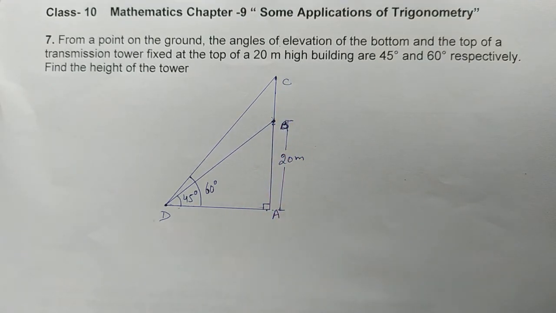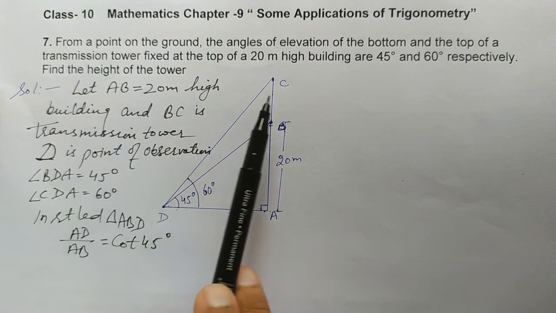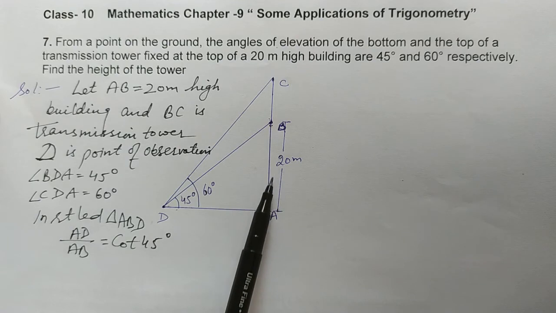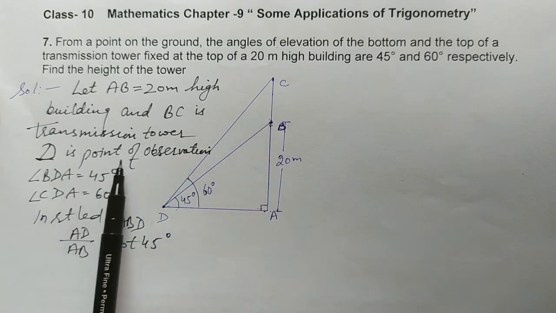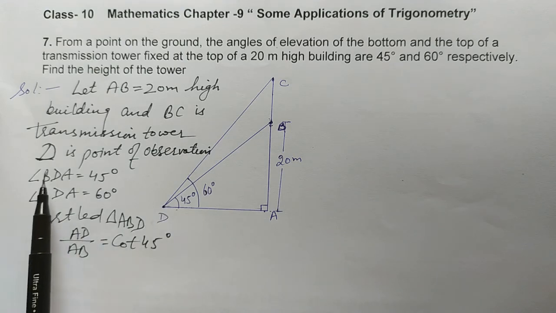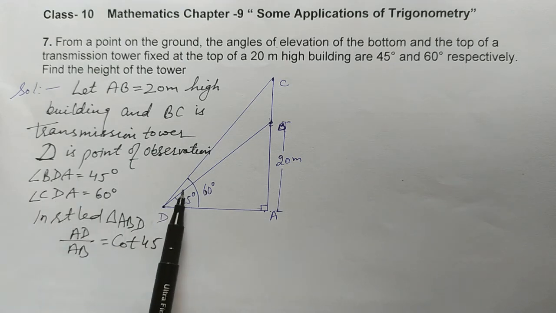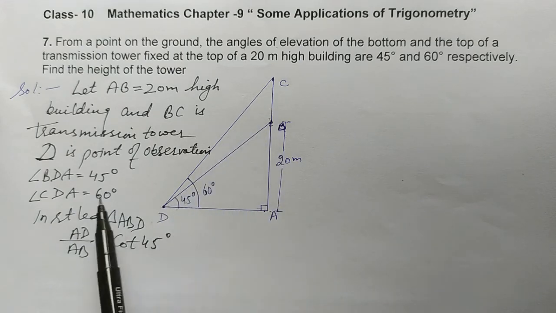So let's write now. Let AB equal 20 meter high building and BC be the transmission tower. D is the point of observation, where somebody is observing. So angle BDA is 45 degrees, this angle, and angle CDA is 60 degrees.